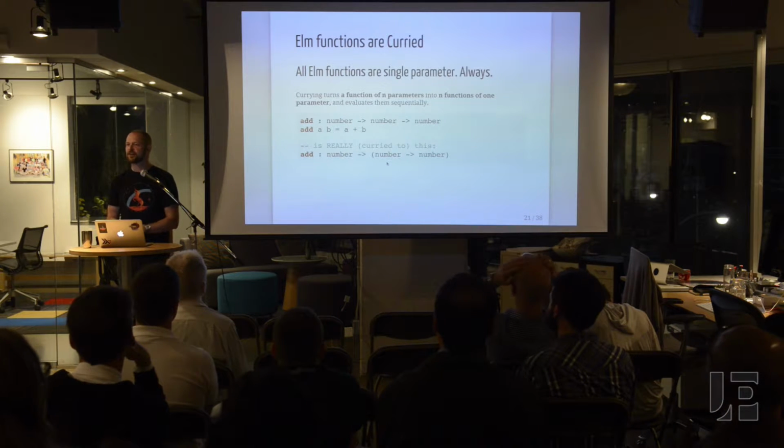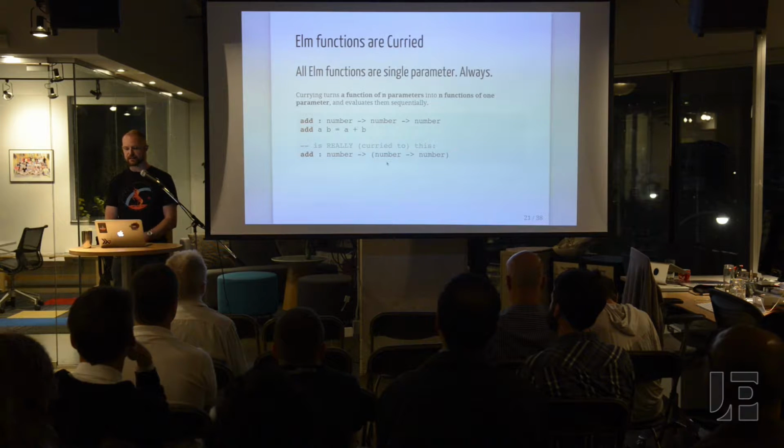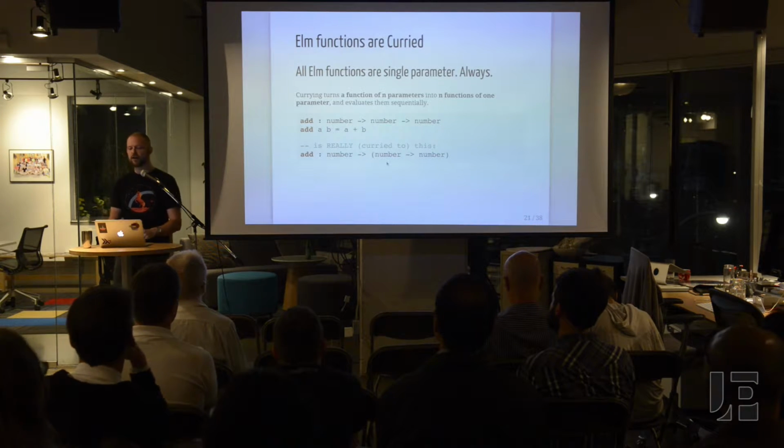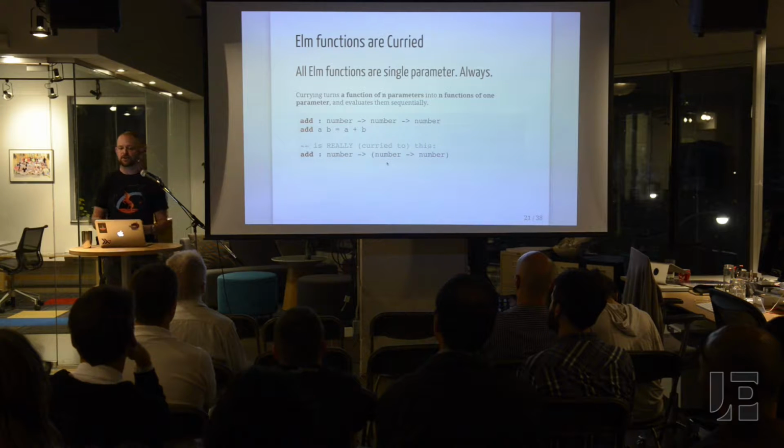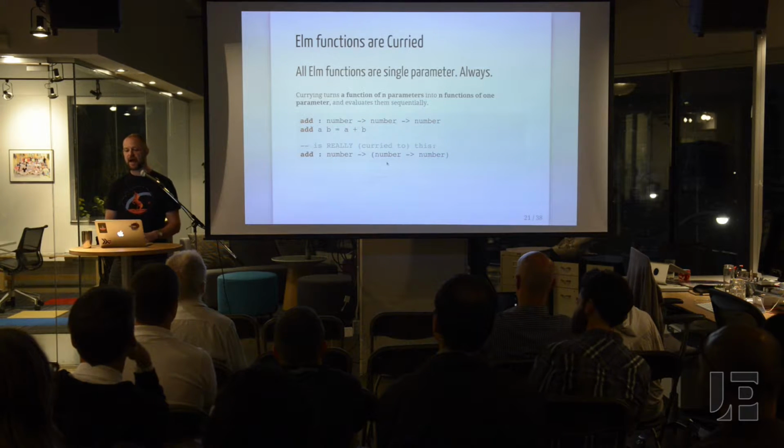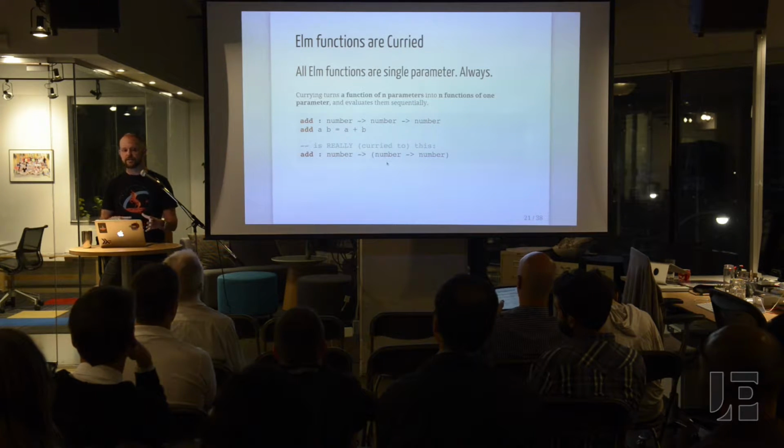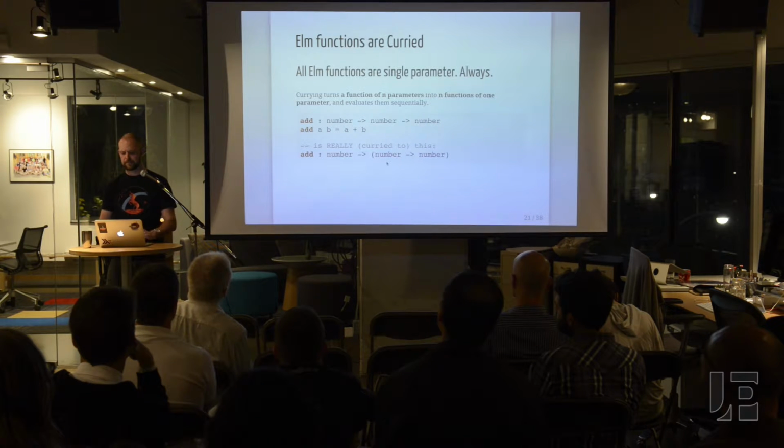All Elm functions are curried. So what that means, and I'm going to show an example of this, all Elm functions are single parameter always. Even if you define them to take several parameters, under the hood, they're always a single parameter function. How this works is, currying takes a function of n parameters, and it turns that into n functions of one parameter, and it evaluates them sequentially.